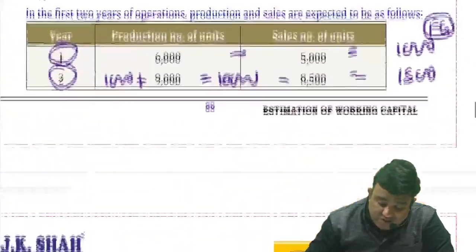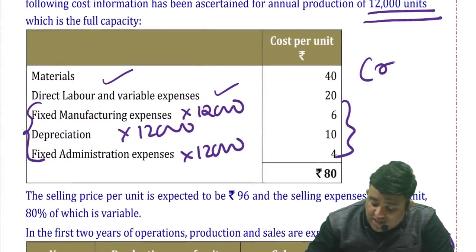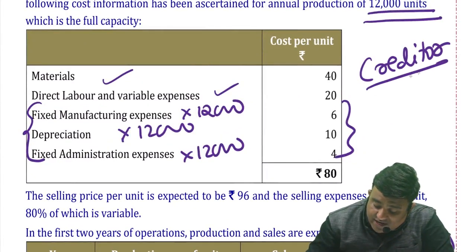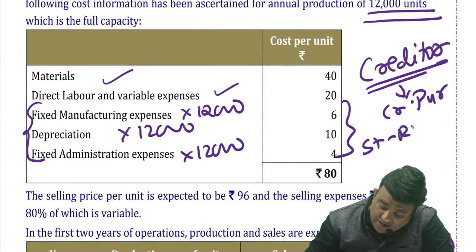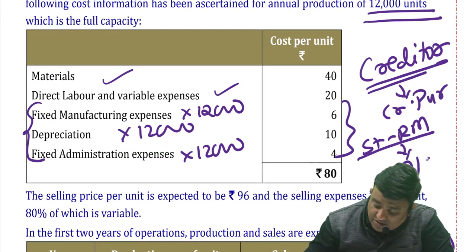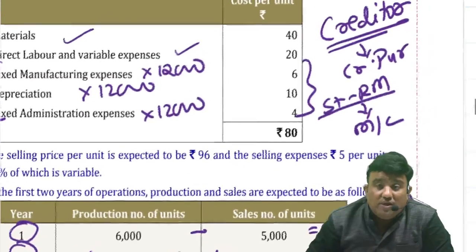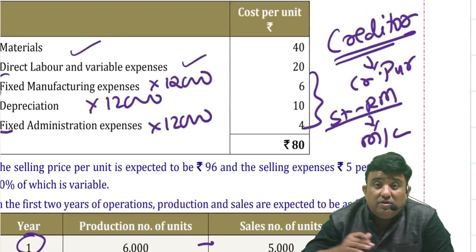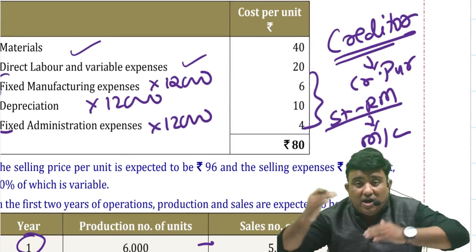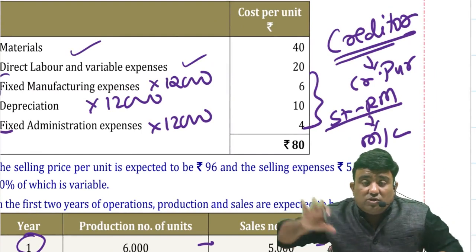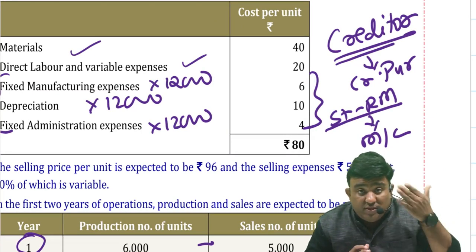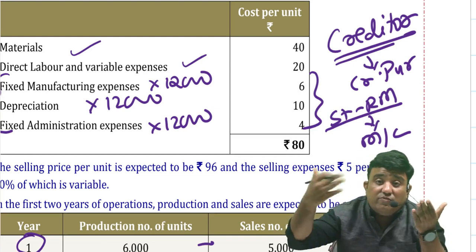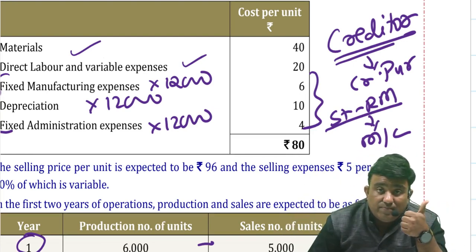But in case of a newly formed company, students should always understand that creditors will be calculated on credit purchase and stock of raw material will be calculated on material consumption. What happens in the old company, consumption and purchase are assumed to be the same. But as far as a new company is concerned, you have to demarcate a difference between your consumption and closing stock of raw material. Clear everyone? Opening stock will be zero. So due to closing stock, your purchase amount will change. Done? Clear?